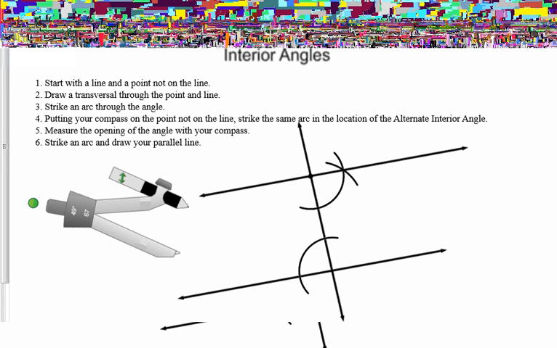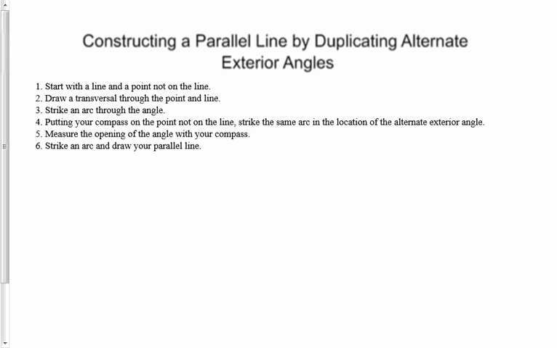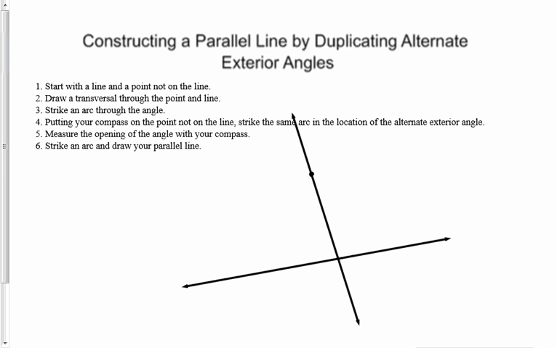So now the third method. We're going to construct parallel lines by duplicating alternate exterior angles. So I again start with a line and a point not on the line, and I draw in my transversal. Now I get my compass, and I'm going to duplicate one of the alternate exterior angles.